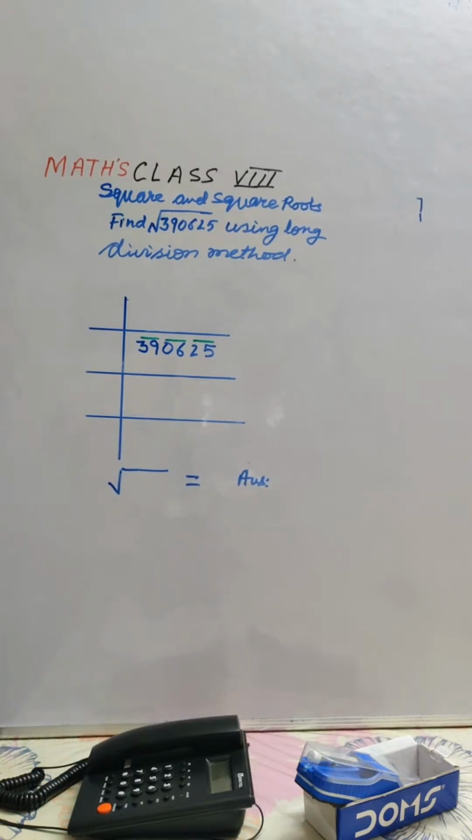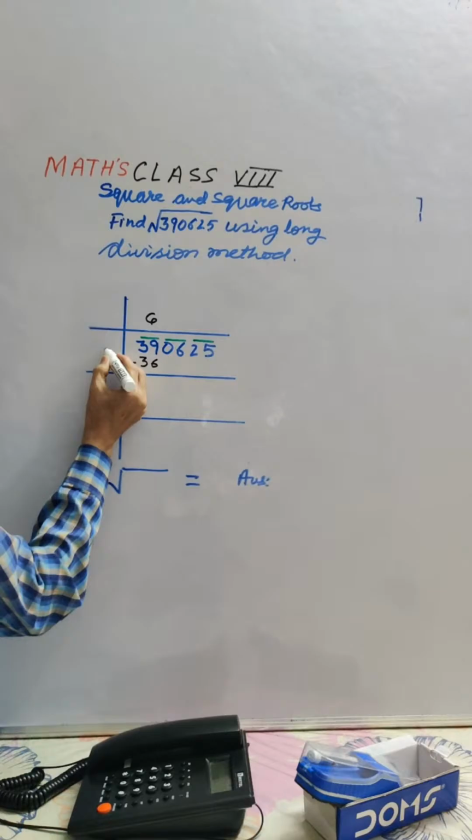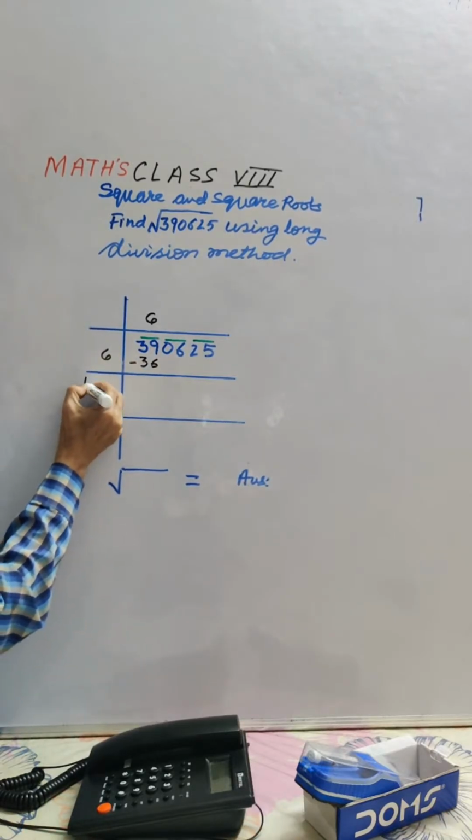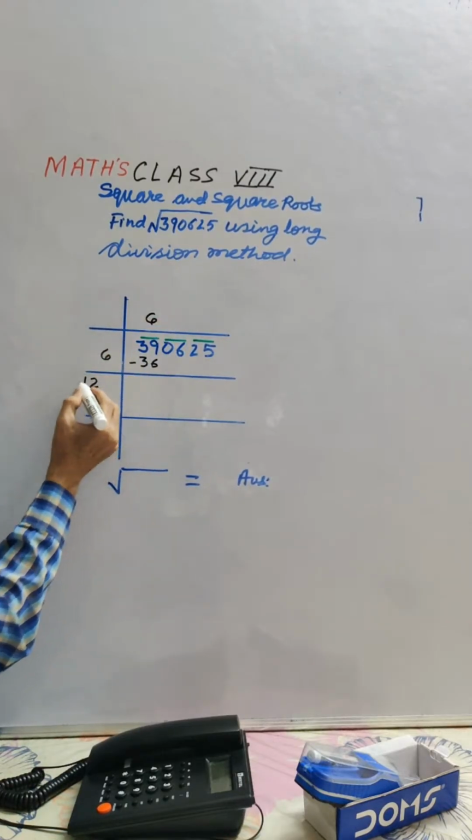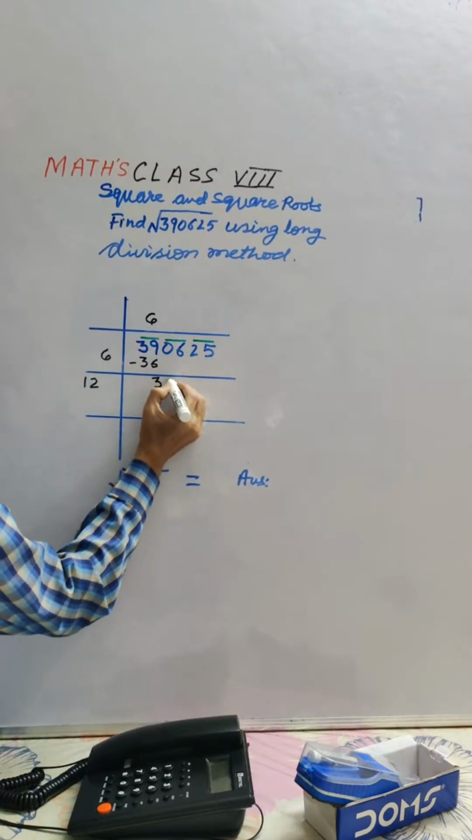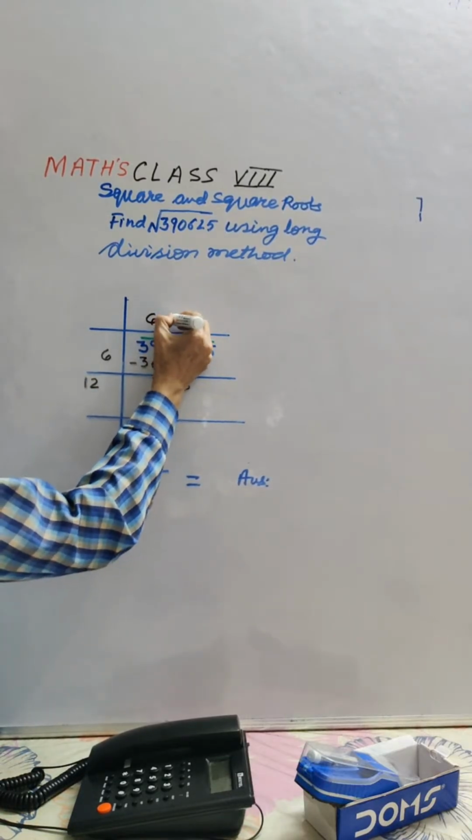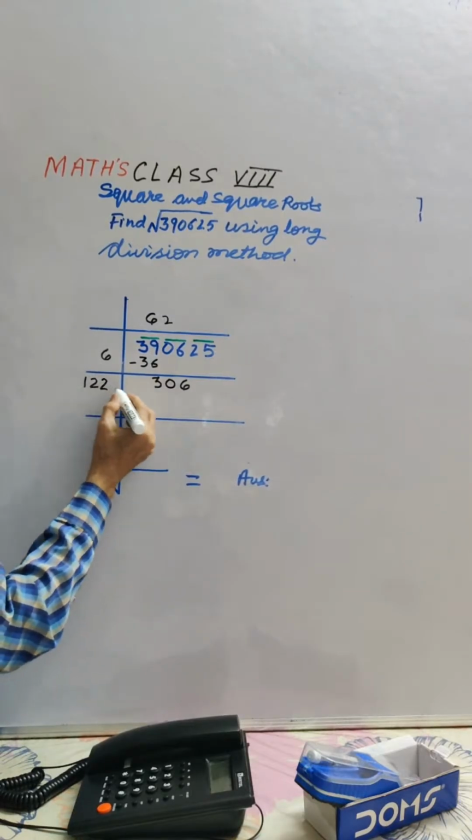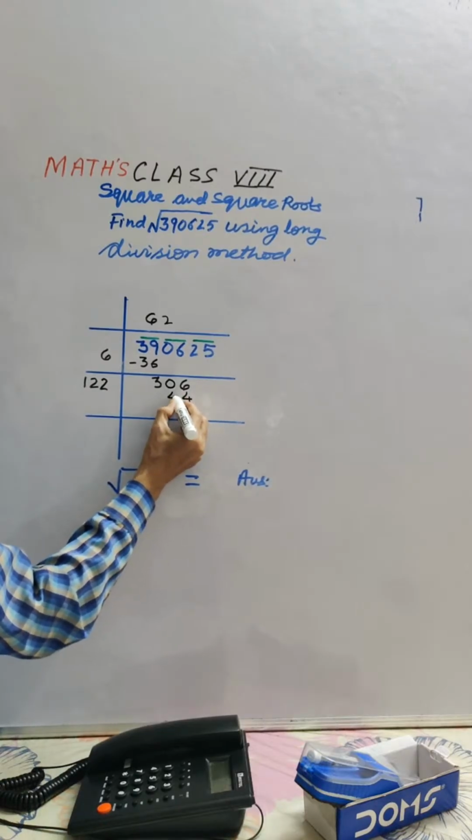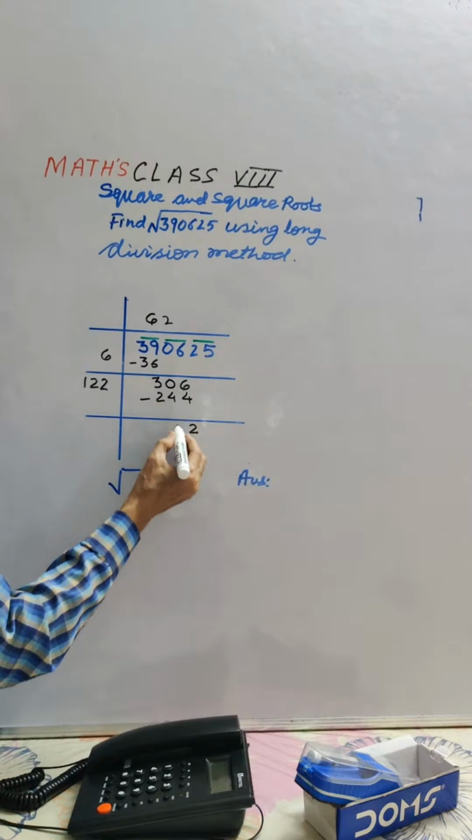Now our first pair is 39. 6 6s are 36. So we shall take 6. At first we shall take 6 and write here 36 below 39 and subtract. Adding 6 to 6, that is 12. We usually add these two numbers and write here. 39 minus 36 is equal to 3. Now we shall copy these two numbers 0 and 6. So 12 3s are 36. So we shall take 2. 12 2s are 24. So 2 2s are 4, 2 2s are 4, 2 1s are 2. Now subtract. 6 minus 4 is equal to 2 and 9 minus 4 is equal to 5.